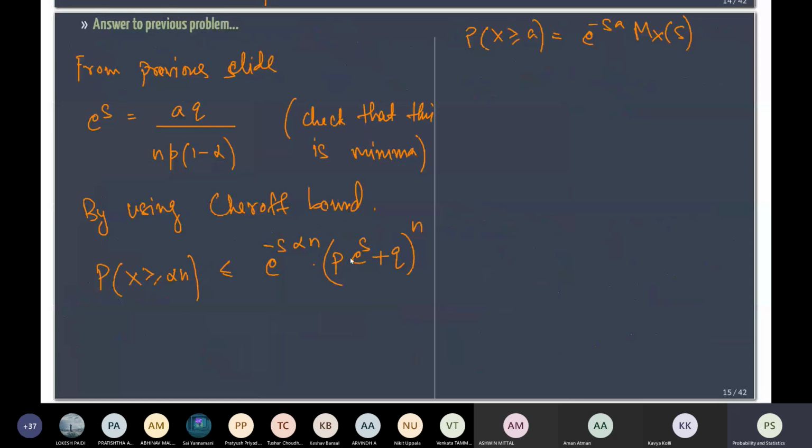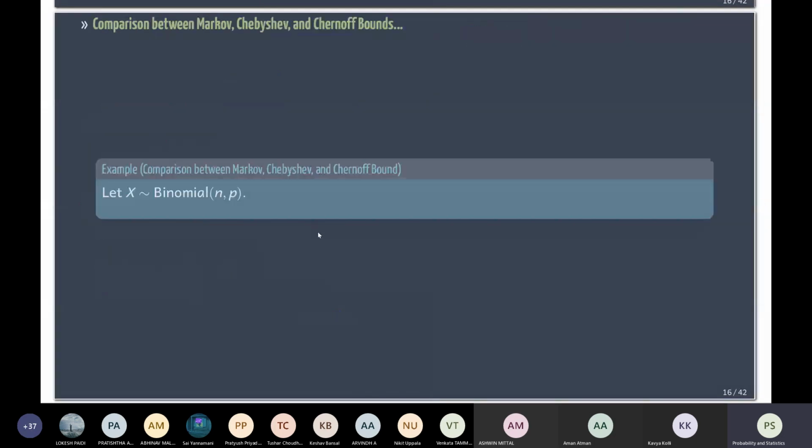And then we may be able to simplify this, I believe, by substituting these values and so on. The e to the s value is known to us and can be substituted here. Alpha and n are given to us anyway, p and q are given to us. So that's just a formality now to simplify this further. So this is the bound that we get using the Chernoff bound. Okay, that was an example of the Chernoff bound.